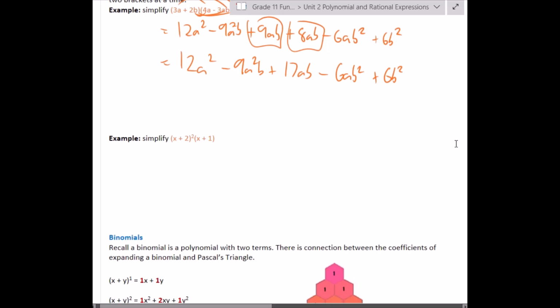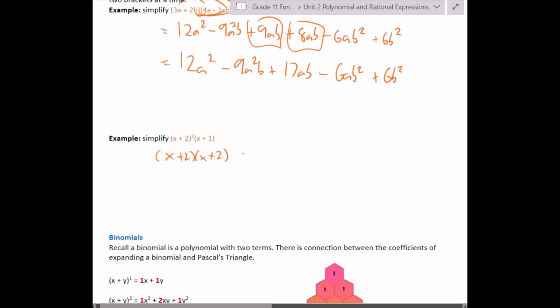In our next example, we're going to simplify x plus 2 squared times x plus 1. Now what we notice here is, yes, we do have 2 brackets where we do have this x plus 2 squared. The one thing to keep in mind here is this x plus 2 squared is not equal to x squared plus 4. This exponent does not affect both terms individually here. When we do have a bracket squared, we need to then have 2 of those brackets. You must do a full expansion and FOIL here.